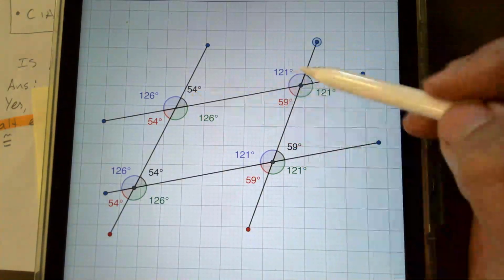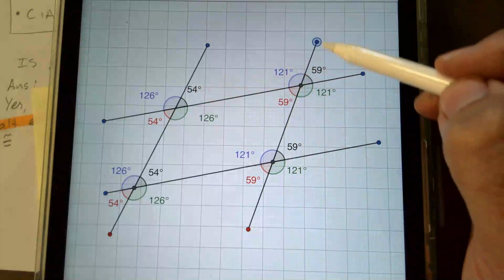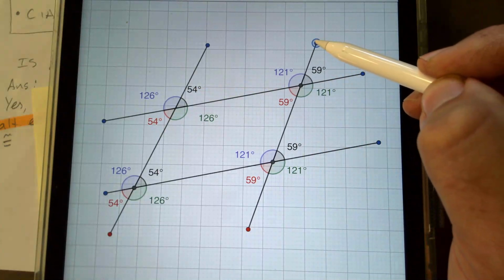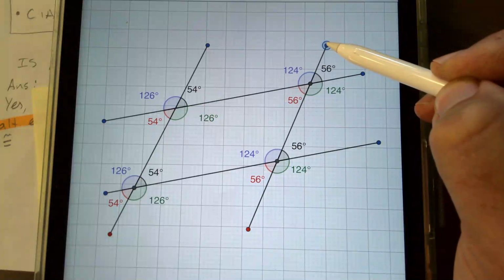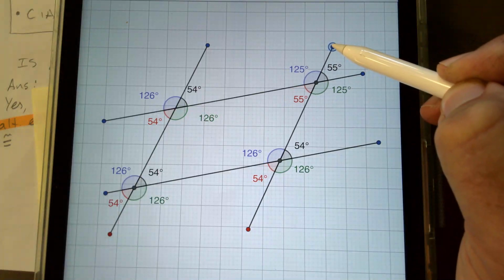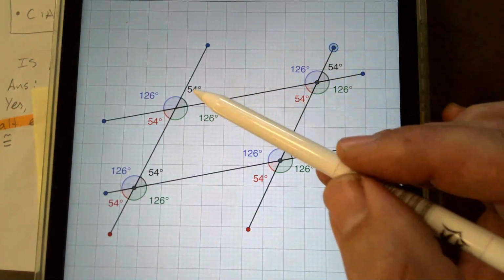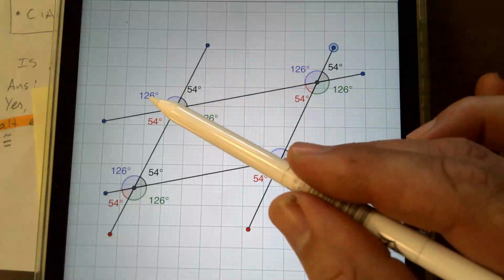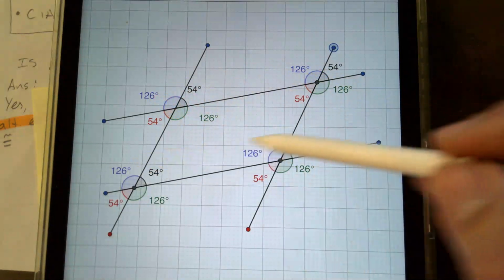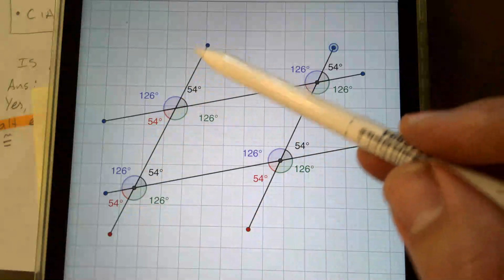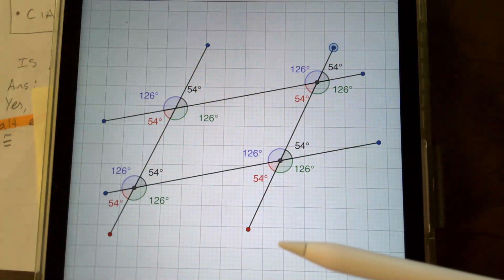What does this number and this number have to be? They have to be the same, yeah? Let me see if I can make, I probably won't be able to get it done, but if I could, that would be great. There we go. There. 54, 54, 126, 126. So now all of a sudden the transversals themselves are also parallel themselves.